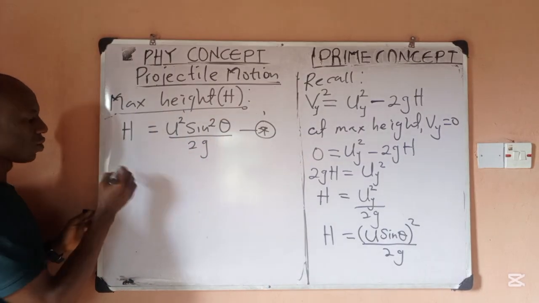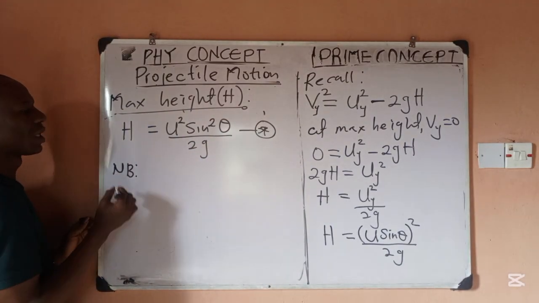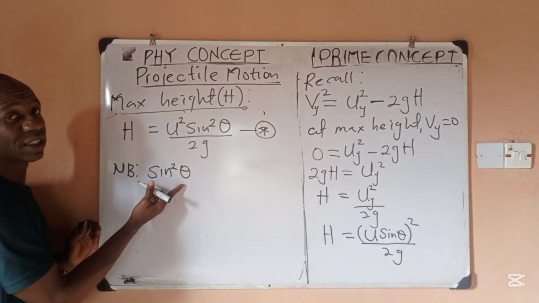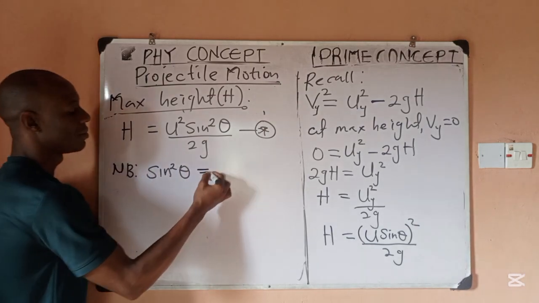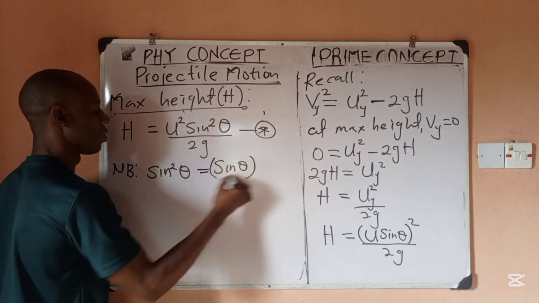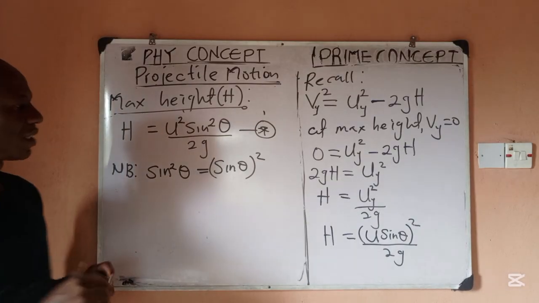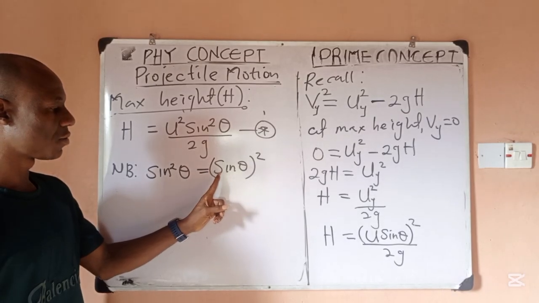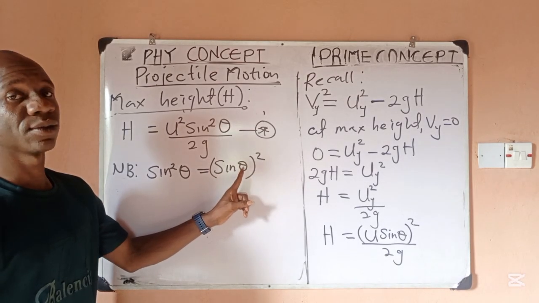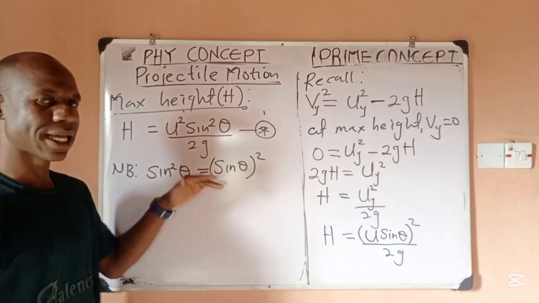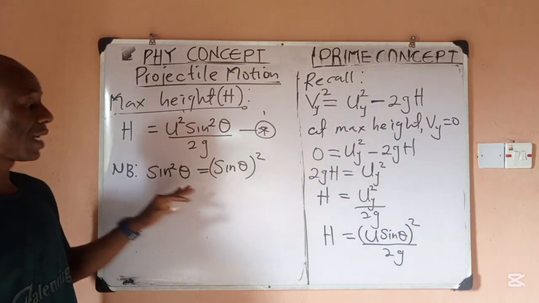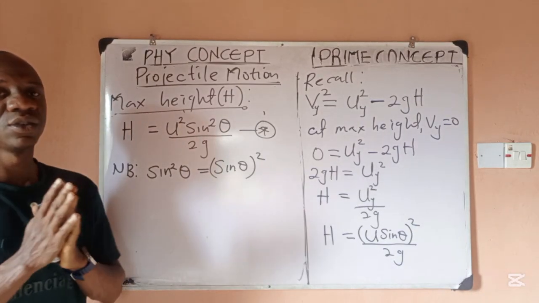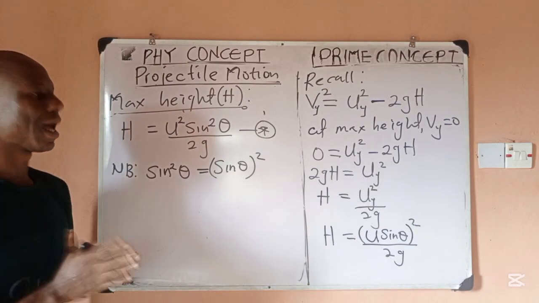But I want you to quickly note that sine squared theta, for some persons that don't really understand how to punch this in your calculator, is the same thing as saying sine theta, all squared. Both are the same. So when you come across problems under this and you want to evaluate, first of all, you evaluate sine of the angle. Whatever it gives you, you square it. That becomes the answer. That is how to evaluate sine squared theta, right? So I believe this is really very clear to you. Now this is the formula we can use to find the maximum height, right?